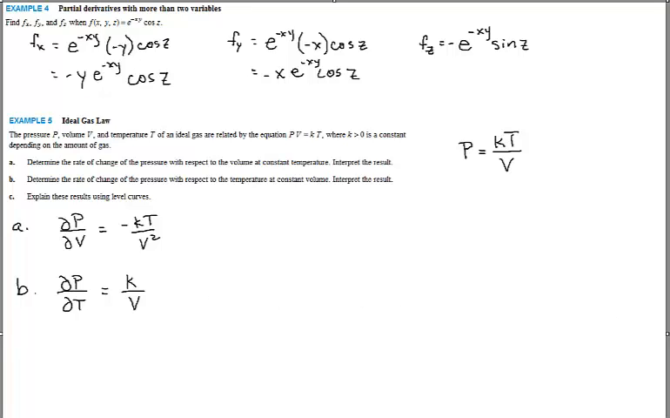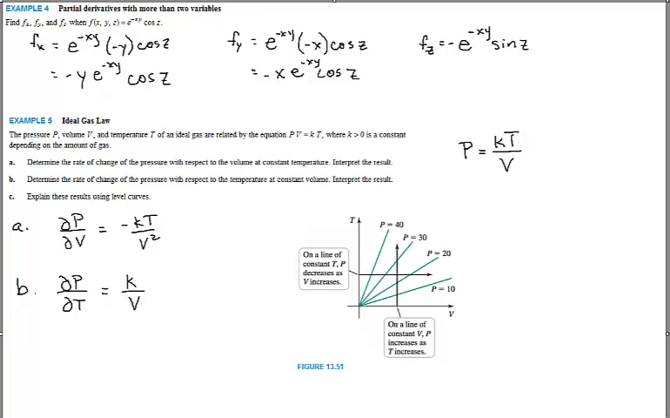So let's look at these level curves. Looking at these level curves for different values of pressure, you can see that on this vertical, with a constant volume, P is increasing with increasing temperature. With a constant temperature, P is decreasing with increasing volume, and that is what that level curve is telling us.